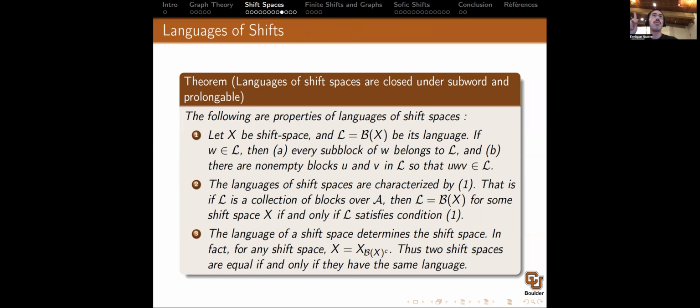The first one is our most important one, which we will do the proof on. Let X be a shift space and let L be its language, the union of all blocks of all lengths. If a word W is in L, then first, every subblock of W belongs to L, and second, there are non-empty blocks U and V in L so that UWV is in L. There are two other words in the language you can put on either side which will make a larger word also in the language. Let's work through this proof. The other two results are important, but I think we can skip them for the time being. I'm not certain they're needed.